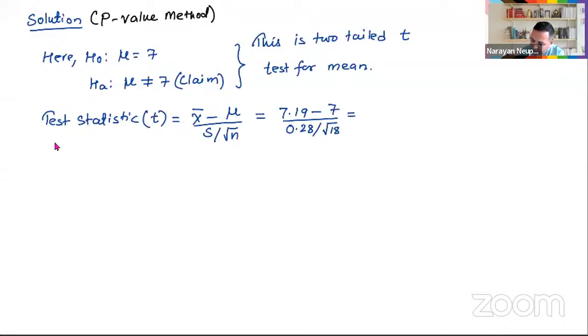Now we can simplify this to get the test statistic. You can type this in your calculator to check it. What I already got here is 2.8789. Make sure you verify this. So the test statistic is 2.8789.